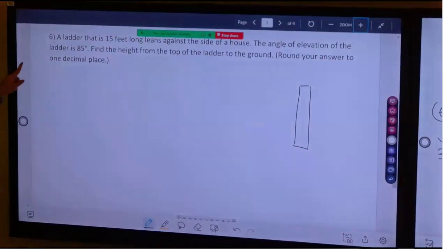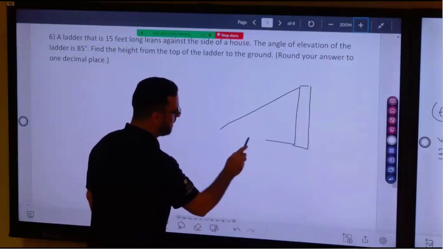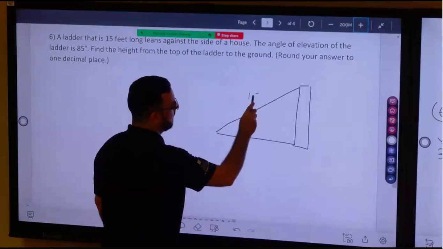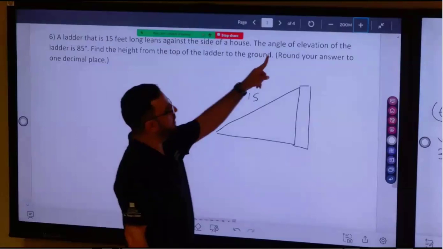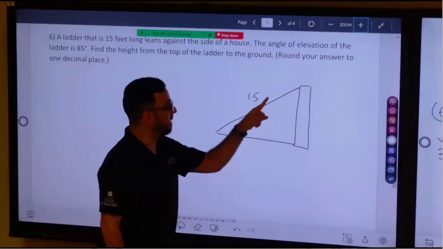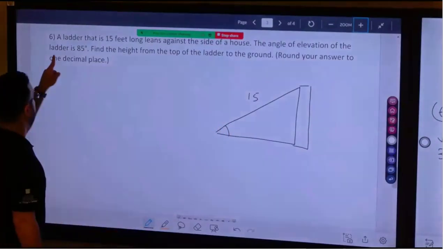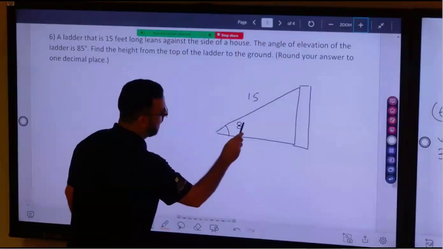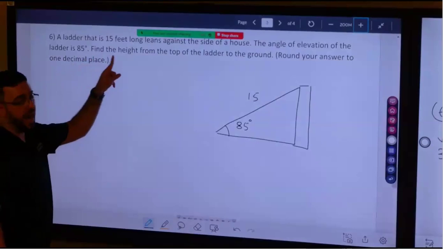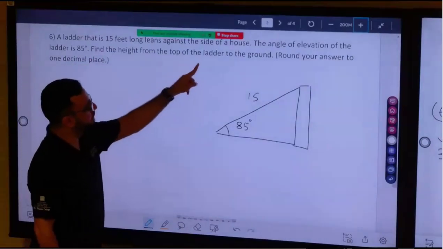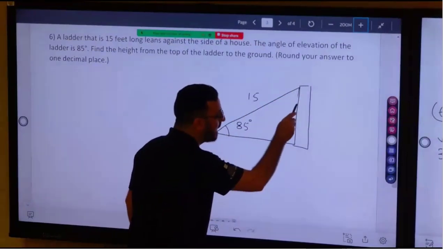Let's check here. That's the ladder. How many feet? 15. So this is 15. What do they ask you? The angle of elevation. Which angle? That one, bottom left. The angle is 85, so I know this is 85 degrees. They ask you to find the height from the top of the ladder to the ground. So they ask you to find this side.